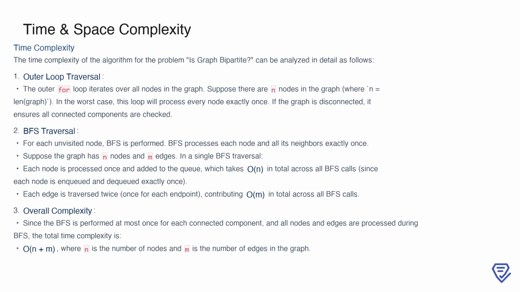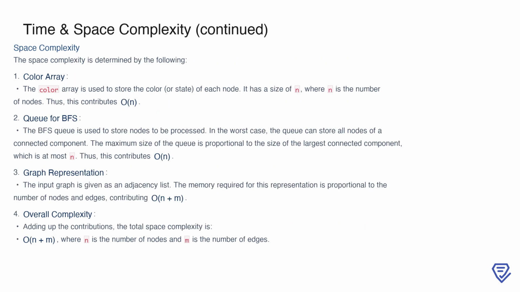This means that, across all BFS calls, the time taken to process nodes is proportional to n, and the time taken to traverse edges is proportional to m, where m represents the number of edges. Combining these, the overall time complexity of the algorithm becomes O(n + m), as each node and edge is visited at most once during the BFS traversal. Now, let's shift our focus to the space complexity of the algorithm.